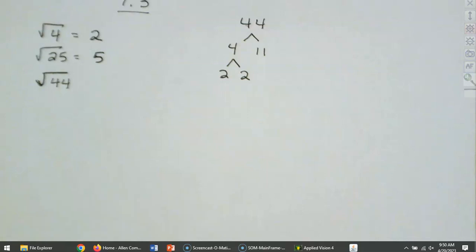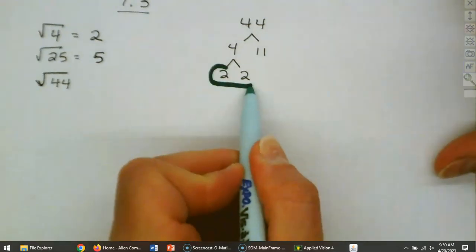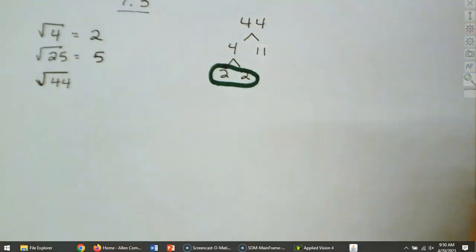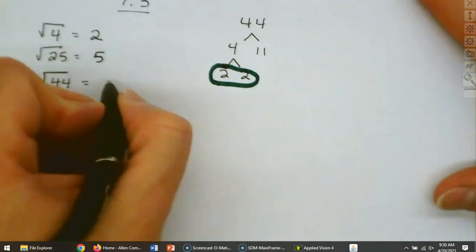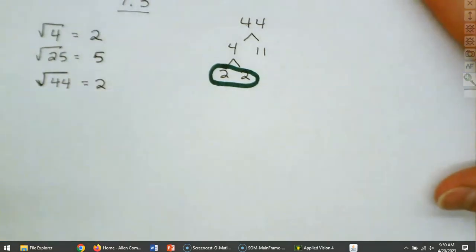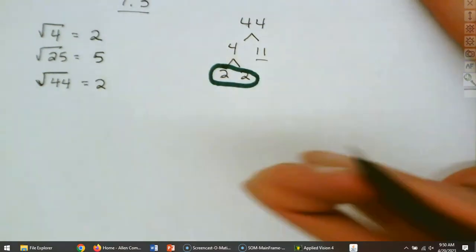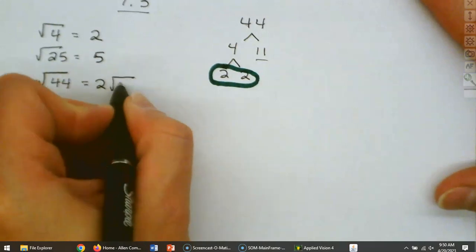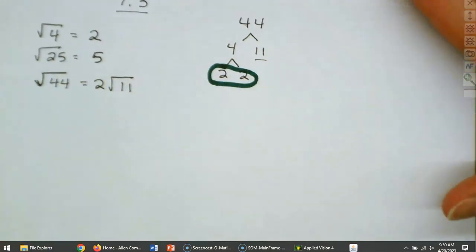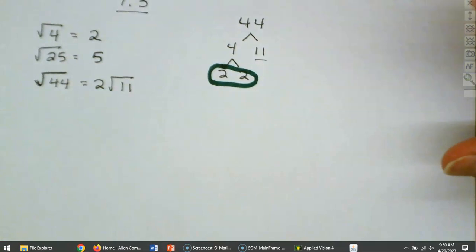Now, how do we work with these roots? Well, we work with these roots by looking at pairs, and these pairs come out as 1. So this pair of 2's comes out as a single 2. And we're going to do a lot of these. What's left over that doesn't have a pair? The 11. So the square root of 44 breaks down into 2 square root of 11. So we just factor them down.